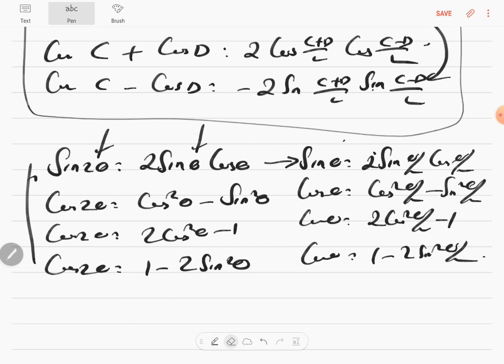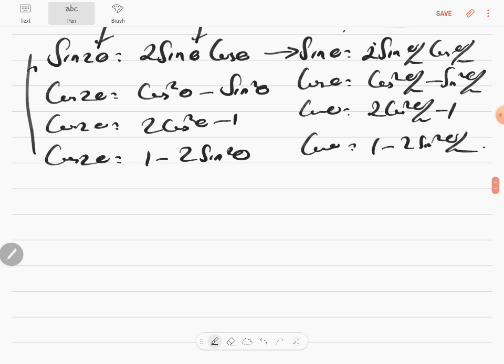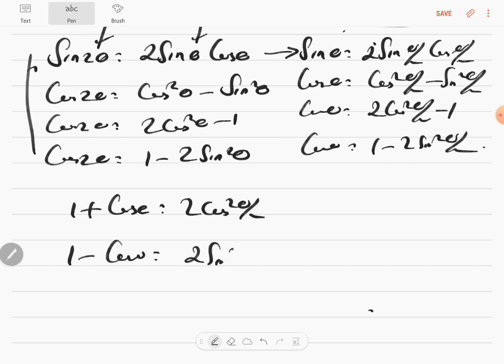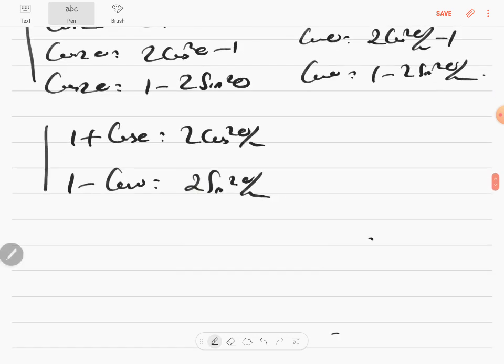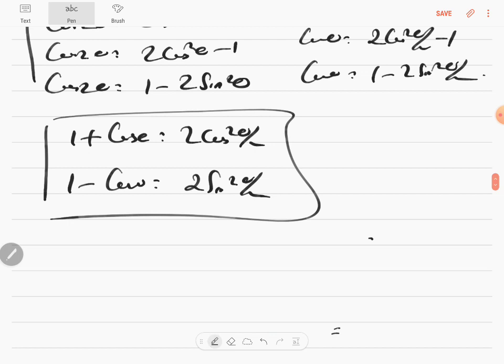The next formulas that I want you to know are the half angle formulas, which are 1 plus cos theta is equal to 2 cos square(theta/2), and 1 minus cos theta is equal to 2 sin square(theta/2). I say that 1 plus cos theta is 2 cos square(theta/2), and 1 minus cos theta is 2 sin square(theta/2). This is a formula you need to memorize. Okay.